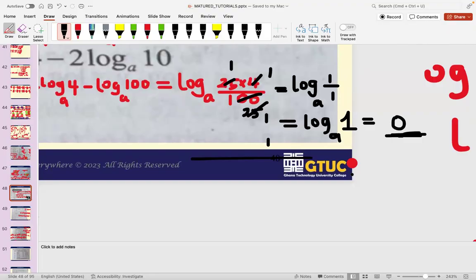Somebody may ask, why is log 1 always 0? This is the reason. If I have log A, 1 is equal to 0.